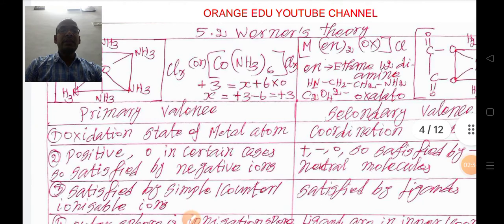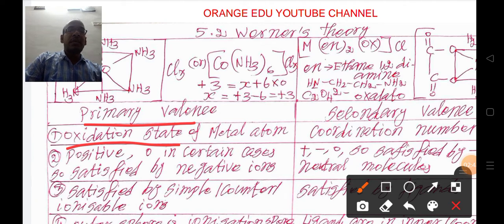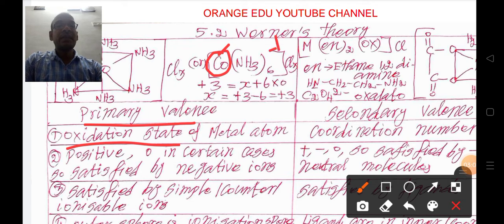These points are used to solve the book back 1 mark question. Therefore, we must understand the concept. Primary valency means nothing but the oxidation state of the metal atom. In this, I have given one example. In this coordination complex, the central metal ion is Fe. Its oxidation state is +3. Therefore, the primary valency of the central metal ion is +3, or the oxidation state of the central metal ion is +3.